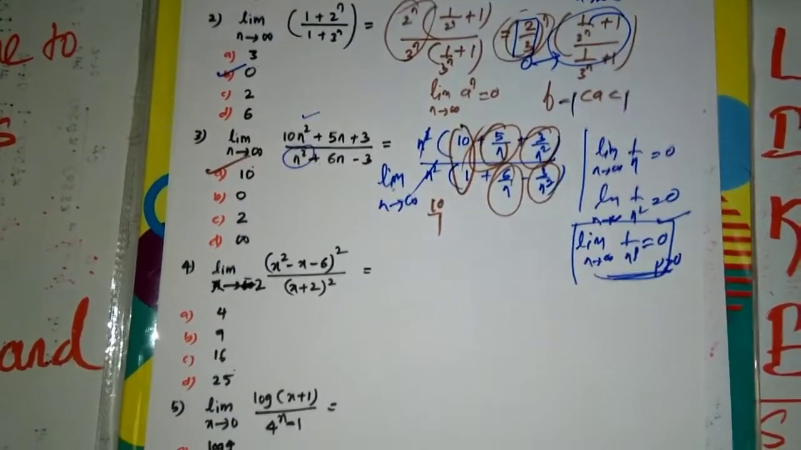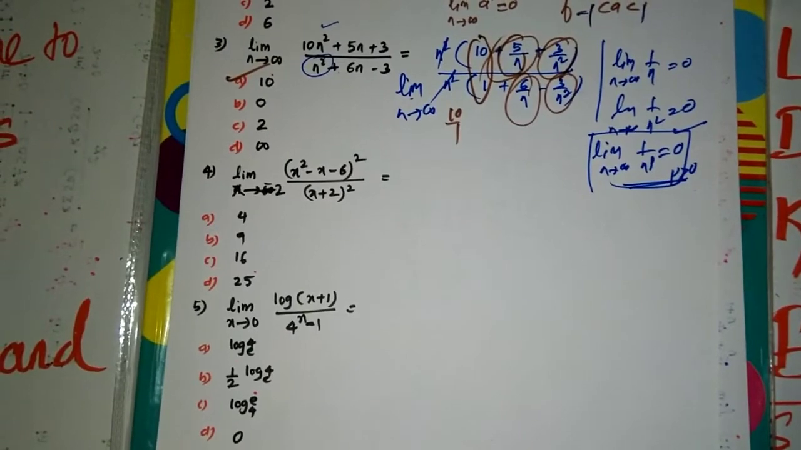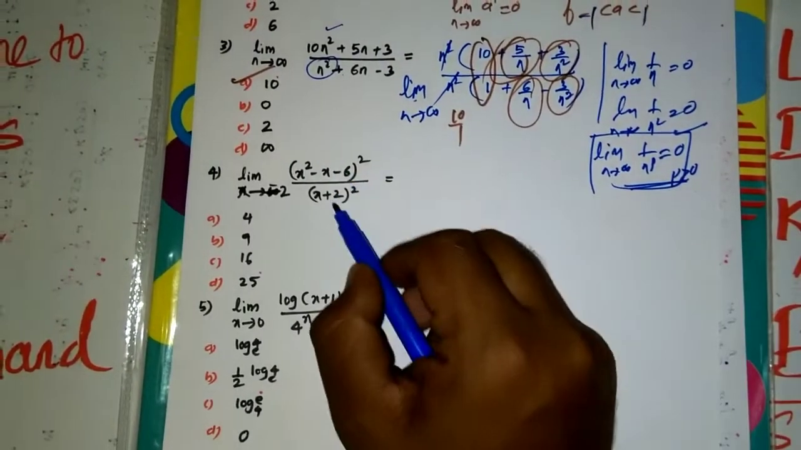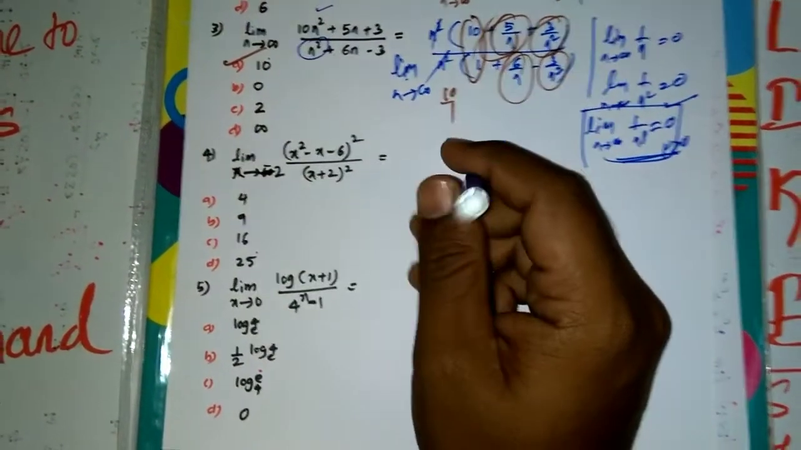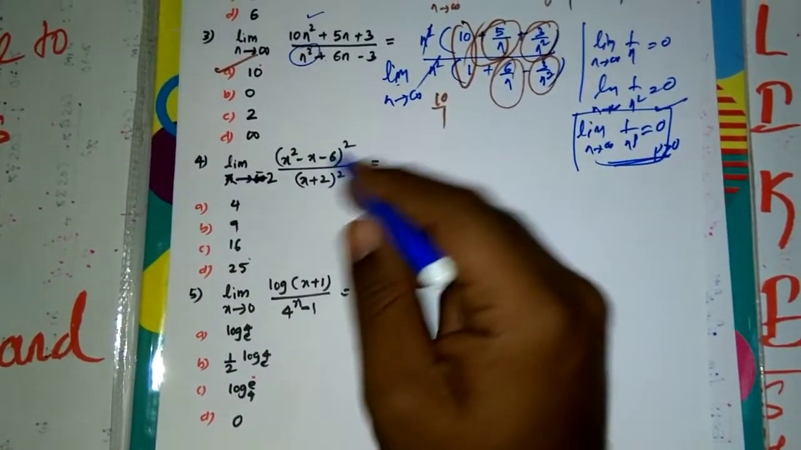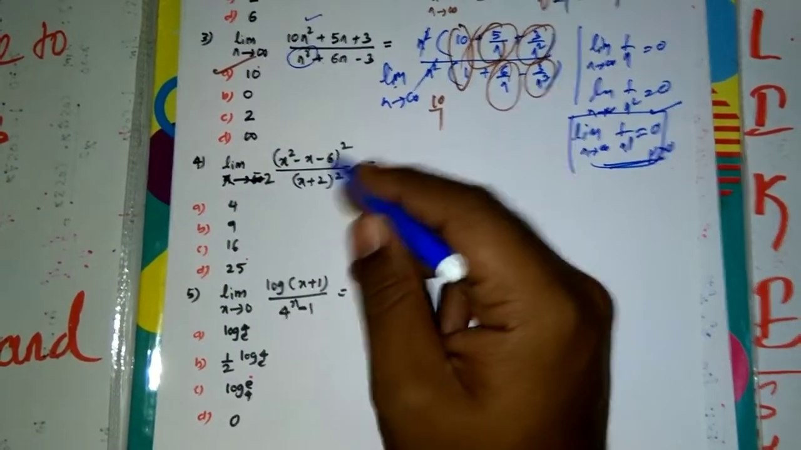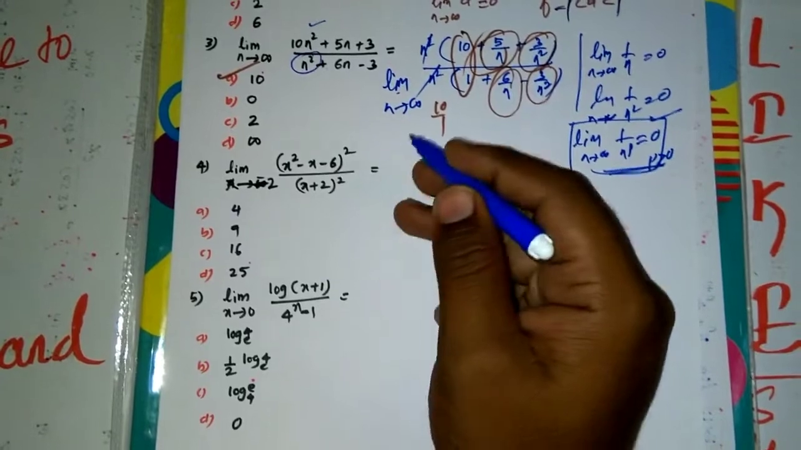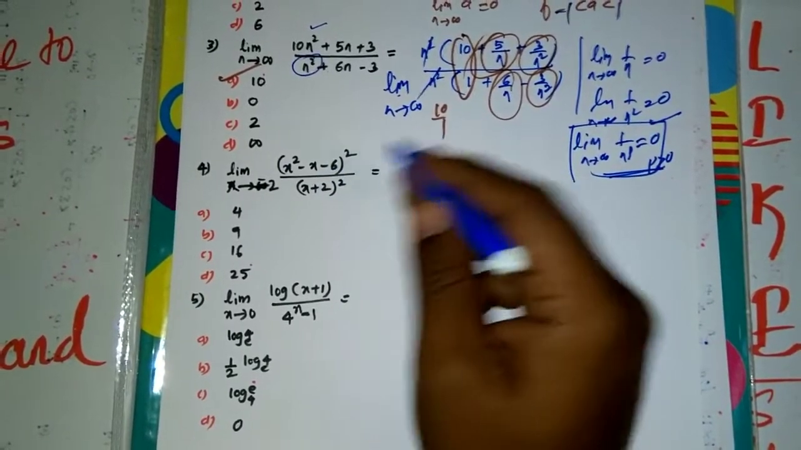Okay students, so see the next question, question number 4. This question can be solved with the help of 2 or 3 methods. One is the direct substitution method. If you don't get it by the direct method, you can apply L'Hospital rule, or some simplification approach you can apply here.